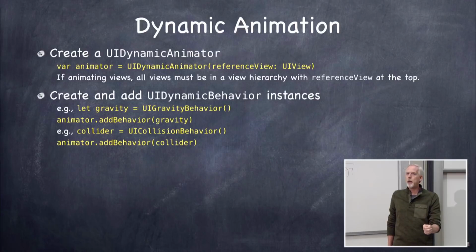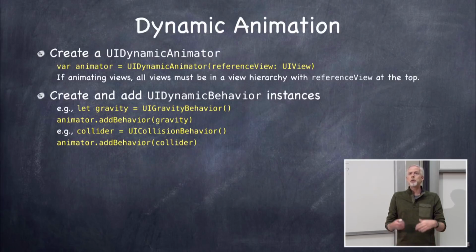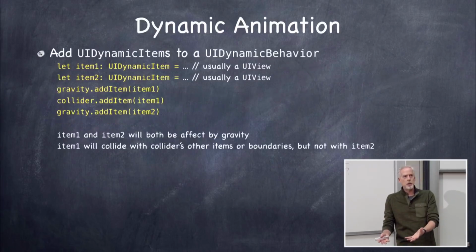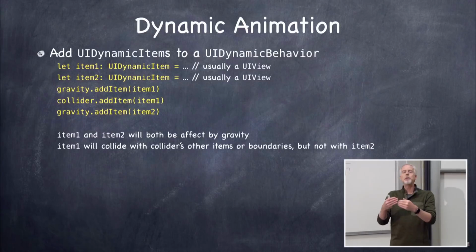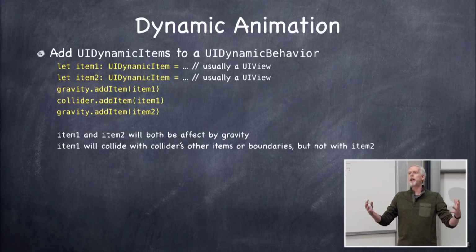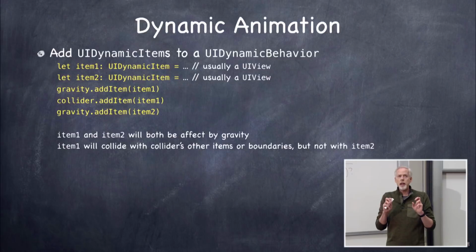Now, as soon as you add that behavior, the animator will start enforcing that behavior, whatever it is, gravity or collisions or whatever. But there are no items yet being affected by the behaviors, so step 3 is to add items to the behaviors. So it's create an animator, add behaviors to the animator, now add items to the behavior. The instant you add an item to a behavior, it will start being affected by that behavior, assuming it's in an animator.